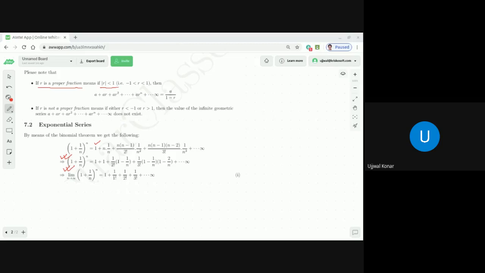And this series, what you see on the right hand side, dear students, 1 plus 1 by 1 factorial plus 1 by 2 factorial plus 1 by 3 factorial up to infinite, is denoted by e, a letter. So we can write that e is equal to what? Let me first put the note and then I'll discuss.